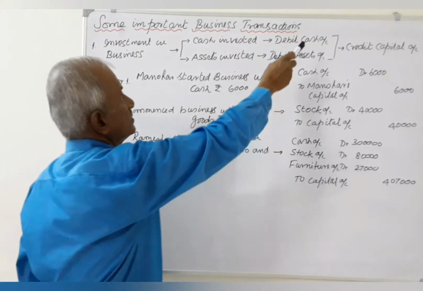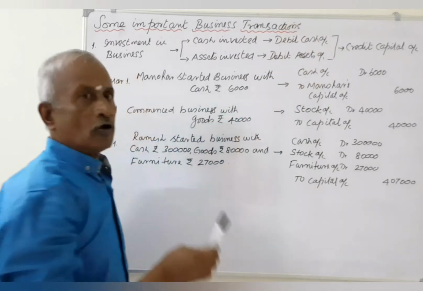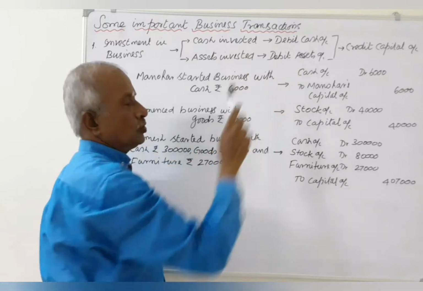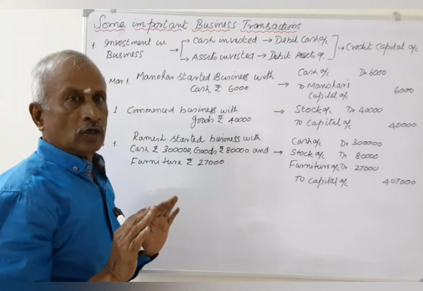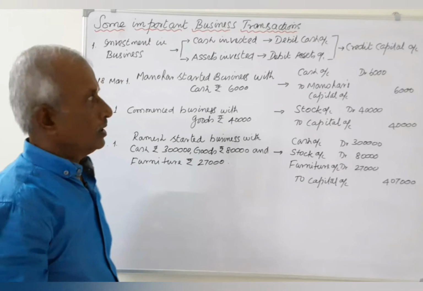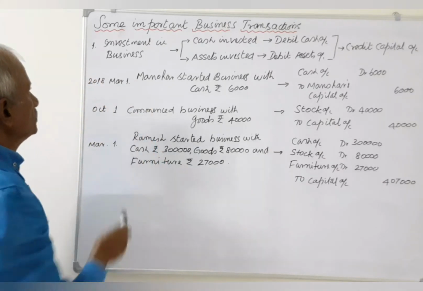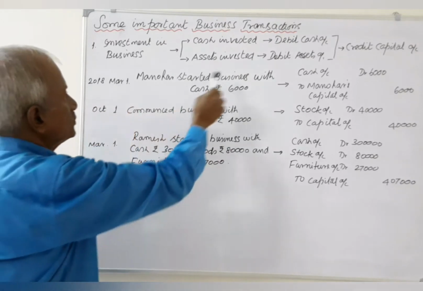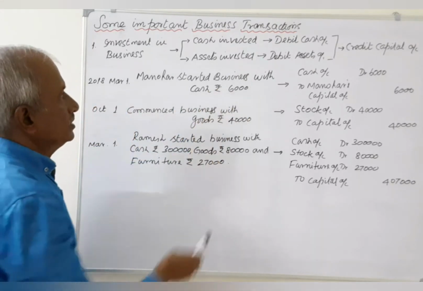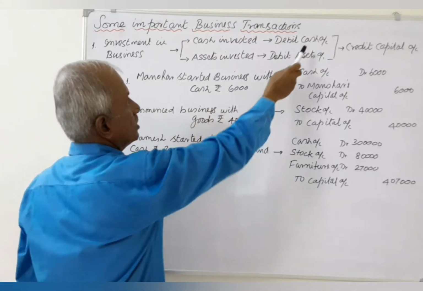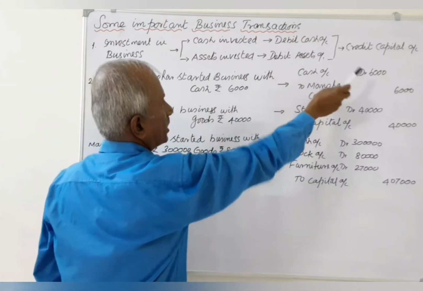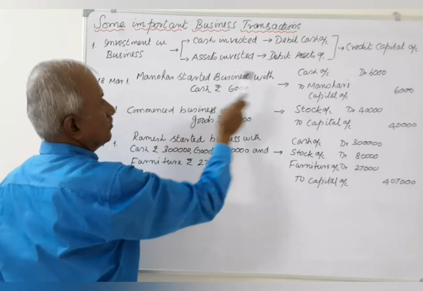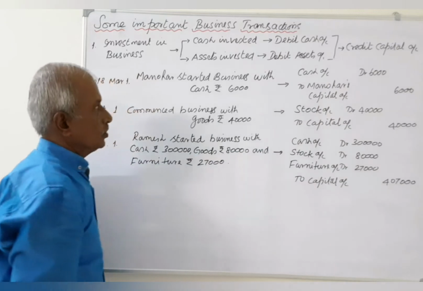So the journal is cash account debtor to capital account for cash contribution, and assets account debtor to capital for assets contribution. Now let us see some of the examples. 2018 March 1st, Manohar started business with cash 6,000. This is cash contribution. So debit cash account debtor 6,000. Credit capital account, that is Manohar's capital account 6,000.